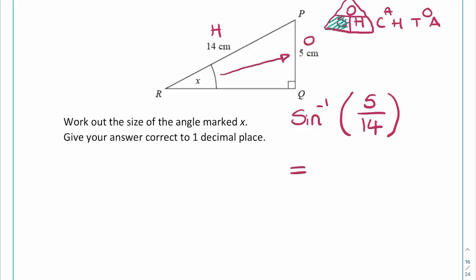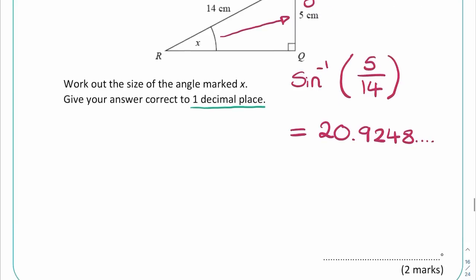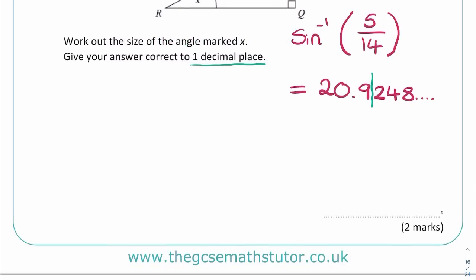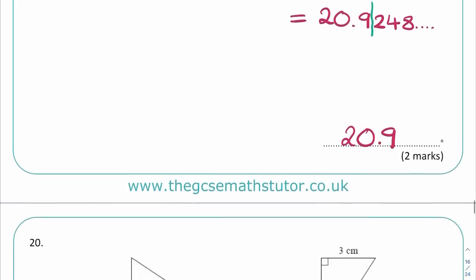And I get the angle here, 20.9248, and there's some more decimals. I'm not going to keep going though, because it does say it only wants it to 1 decimal place. So the first decimal is the 9. After that is a 2, so that's a nice one. That is not going to affect my number, so 20.9 degrees. And there's the size of the angle to 1 decimal place.